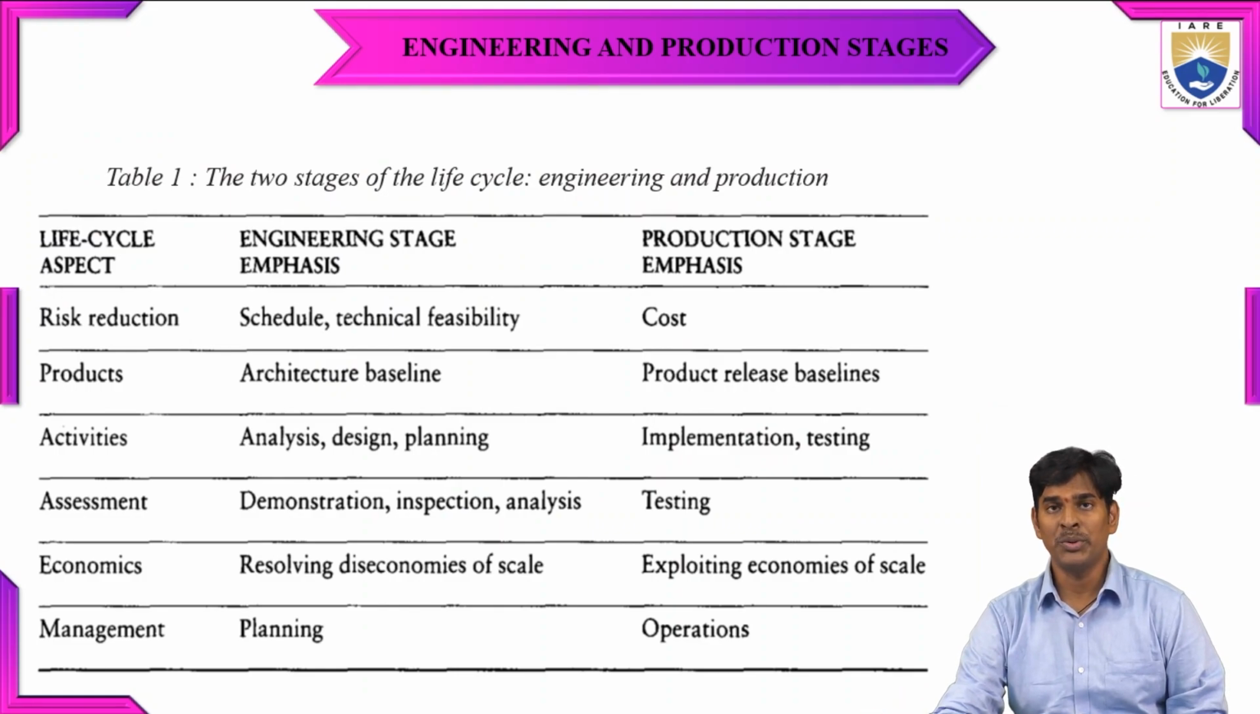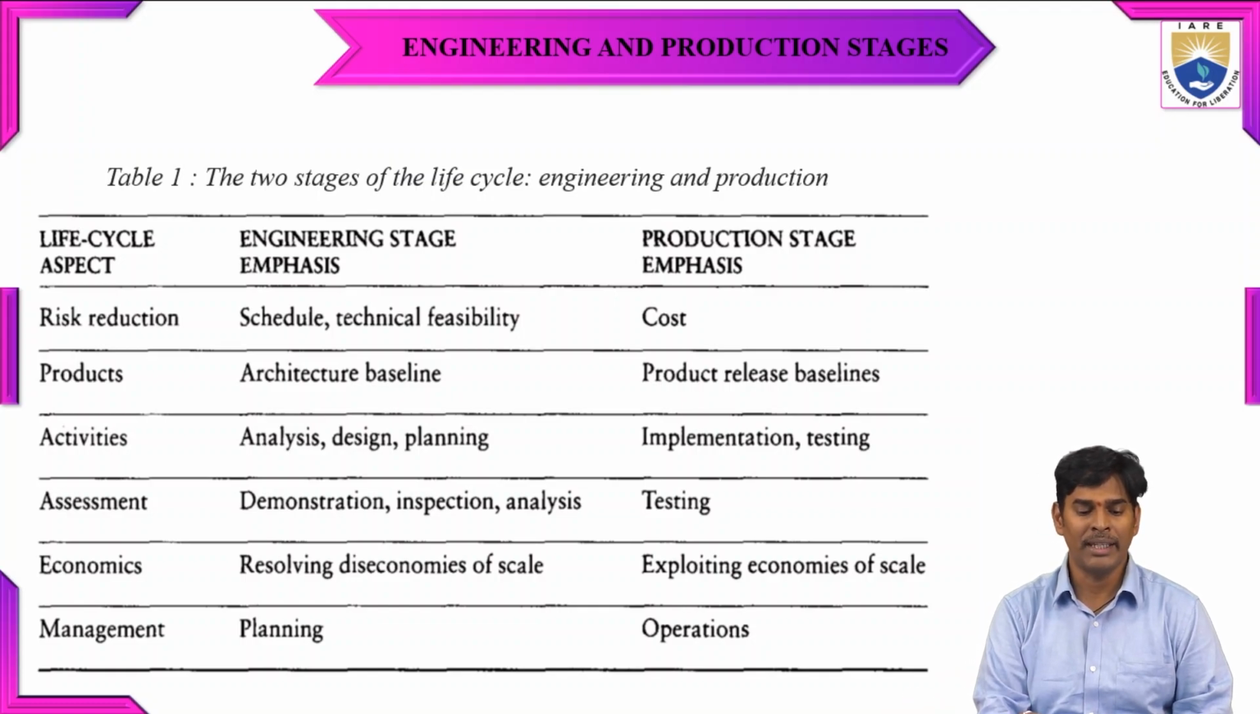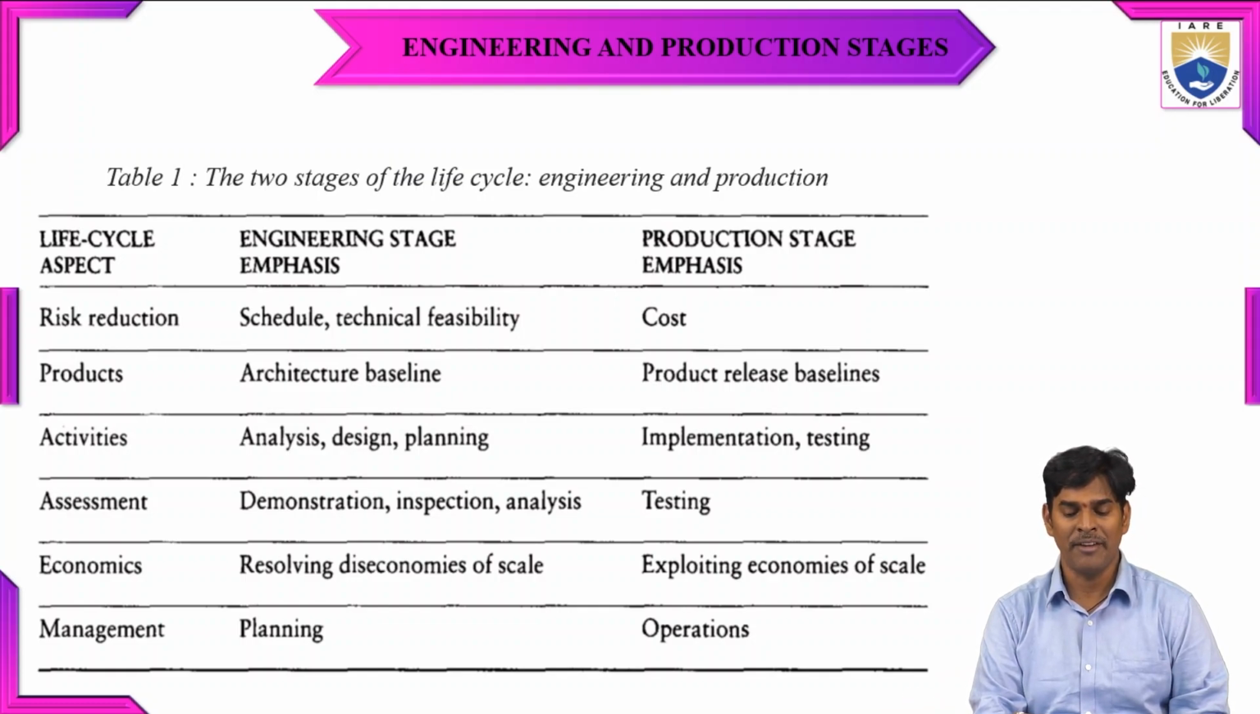Okay, so we have the two stages, engineering and production, in the life cycle, with an engineering stage emphasis and a production stage emphasis. Now we are going to compare how much risk they can handle between the two stages. The first one is risk reduction. In the engineering stage, it applies to the schedule and technical feasibility. Mainly the risk reduction will be very little in the engineering stage, whereas in the production stage, the risk mainly depends upon the cost.